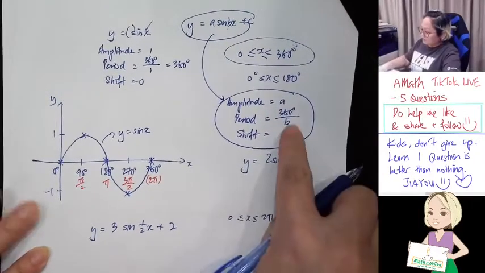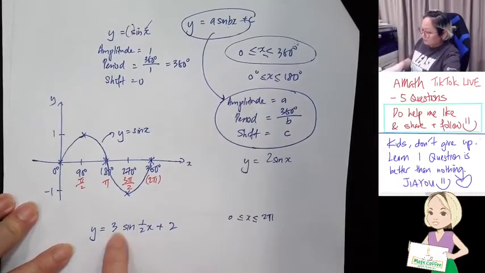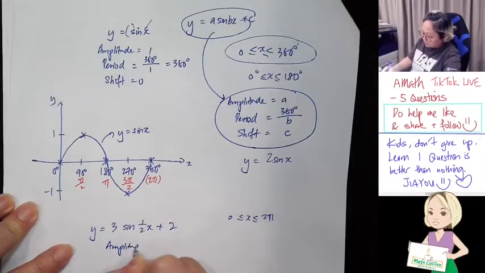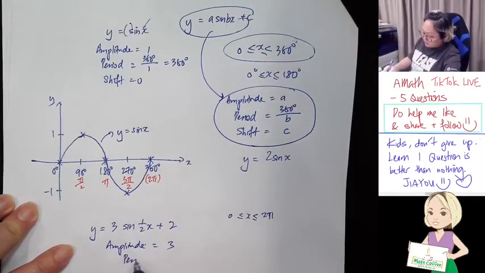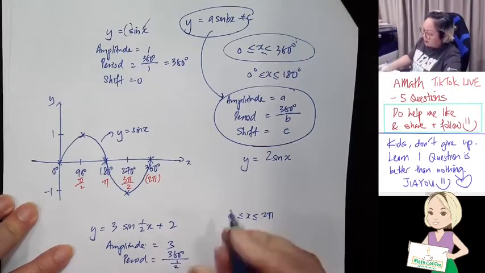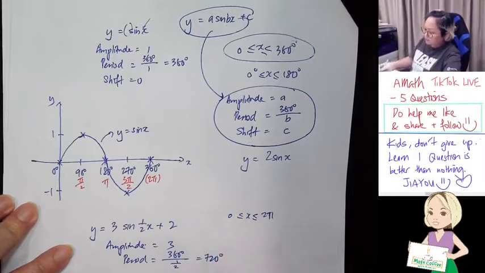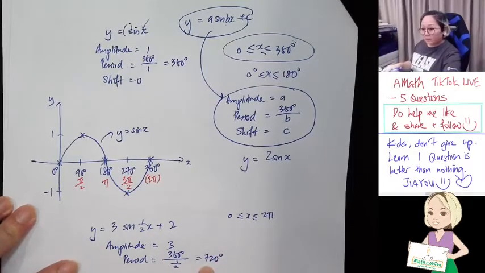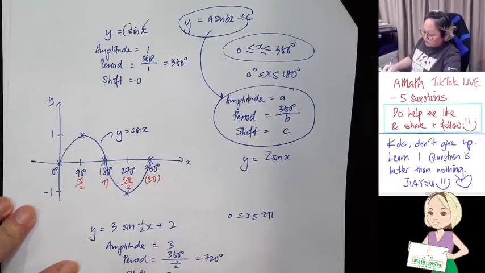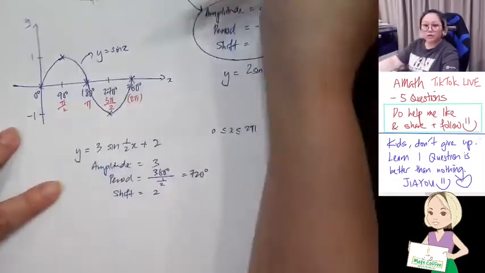So this one means that my amplitude is the number in front of sine, which is 3. So amplitude equals to 3. Okay, next period. Period is taking 360 degrees divided by half, which will give me 720 degrees. So 720 is 1 cycle. Okay? Next, shift. Do I have a shift here? Yes, because there's a plus 2 here. So my shift is 2.